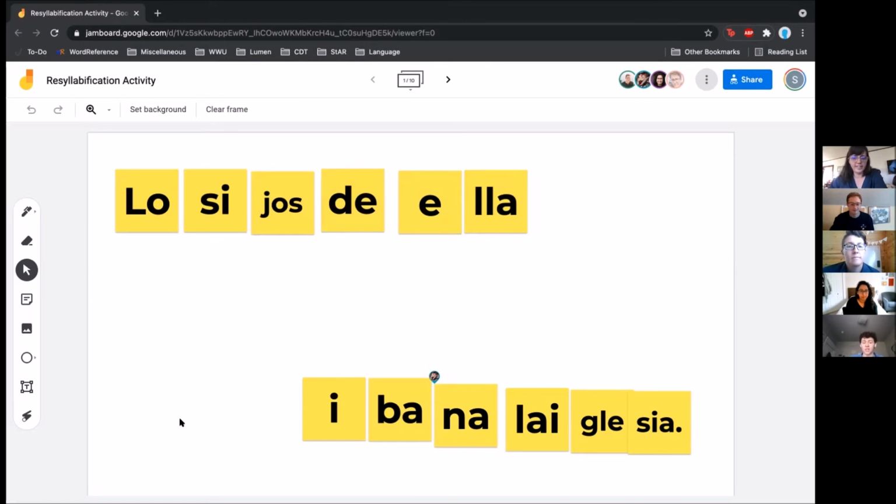Does someone want to try reading this with the syllables as opposed to reading it as a sentence? Just like read it by syllable. I could try. Los hijos de ella iban a la iglesia. Very nice. Great job. Okay, great. We can hear how we did. Los hijos de ella iban a la iglesia. Let's listen to it again. Los hijos de ella iban a la iglesia. And that's the sentence we just created.